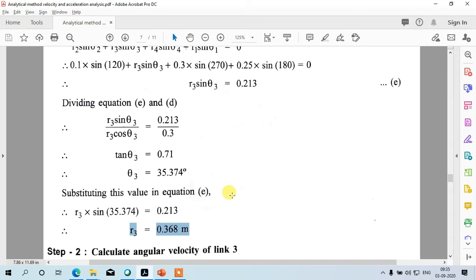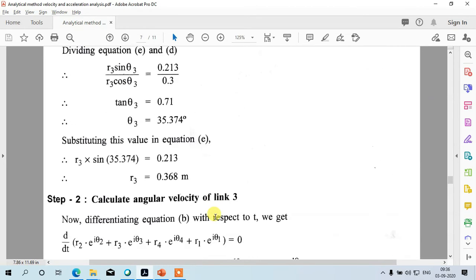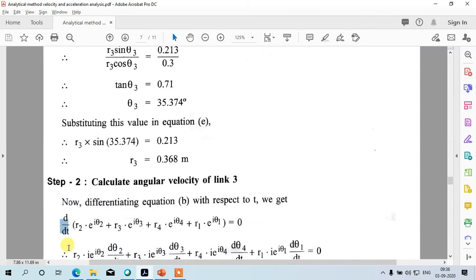So now we will move towards calculating the velocity of different links. In theory we have discussed that if we differentiate these position vectors with respect to time, we get velocity. That is simple. So what we will do, we will differentiate this position vector equation with respect to time to find the velocity of links. So we are just differentiating the position vector equation with respect to time. Simple differentiation has to be done.